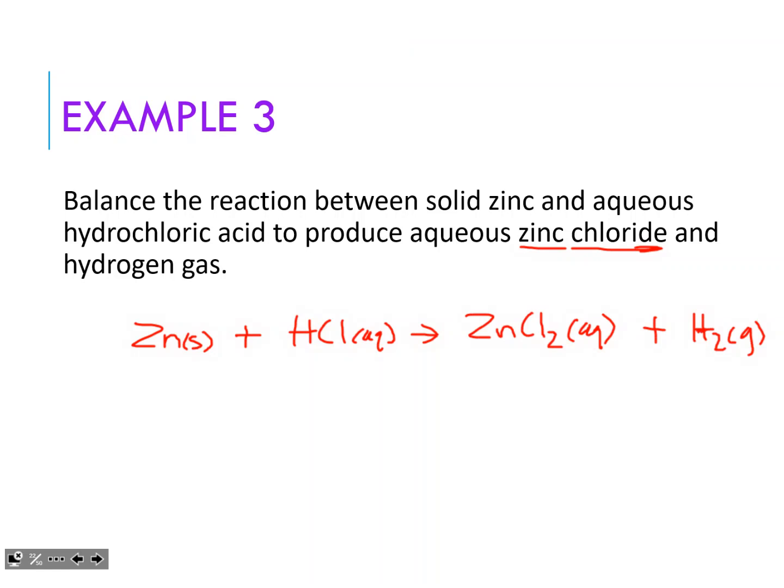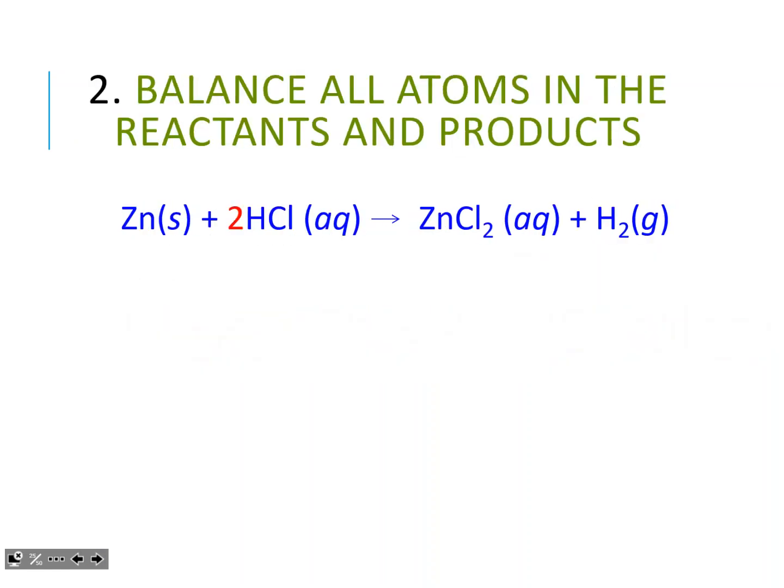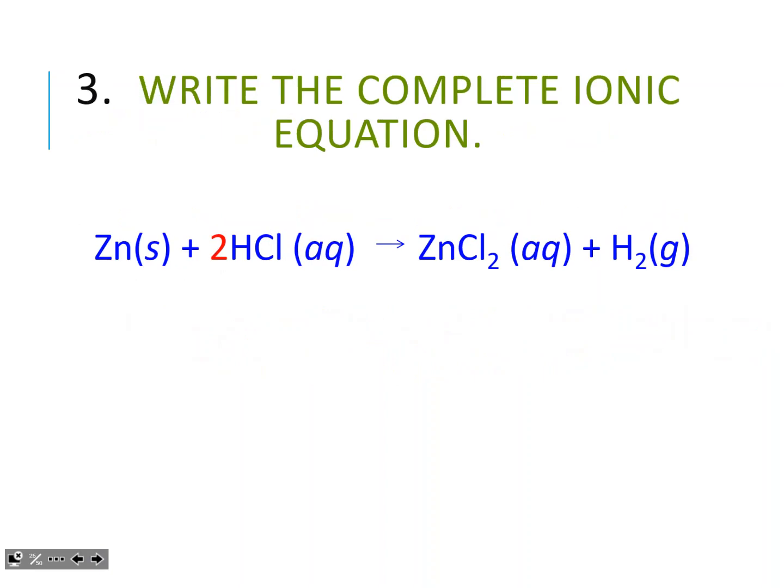So first step, writing it out unbalanced. The next step, of course, is to balance the atoms. And where would we need to put something in to balance our atoms? What's not balanced? H and Cl. So we're going to put a 2 there to balance that. Now that it's balanced, we can move on to writing the complete ionic equation.